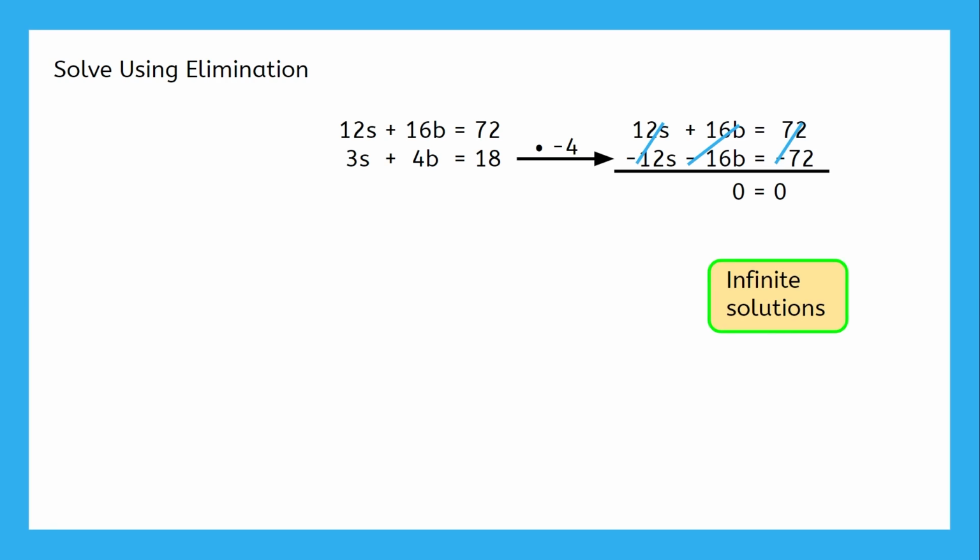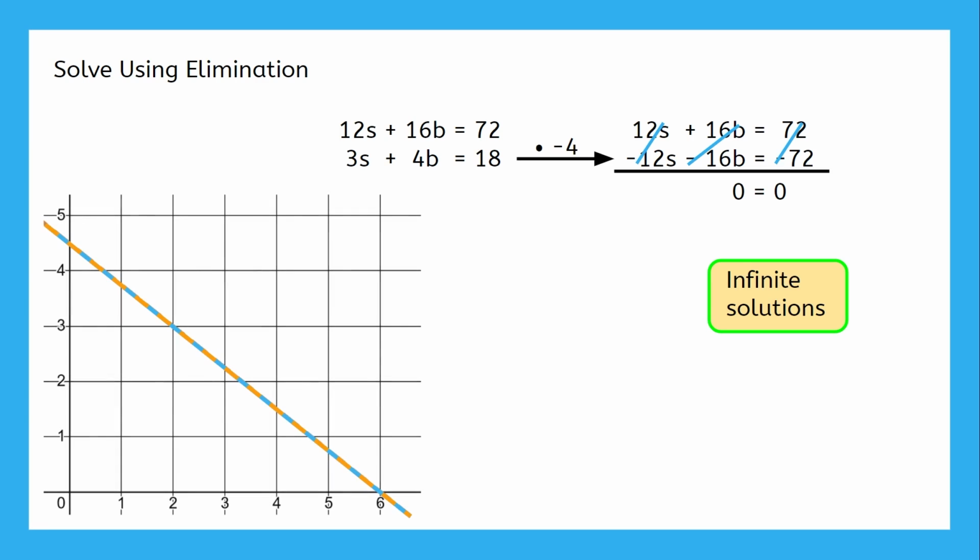But what does that mean when we're talking about the selling price of berries? If we graph, it might help. Well, there's the problem. Our two equations are actually the same line twice. There's no intersection to give us a definite solution. Instead, every point on this line is a possible solution.